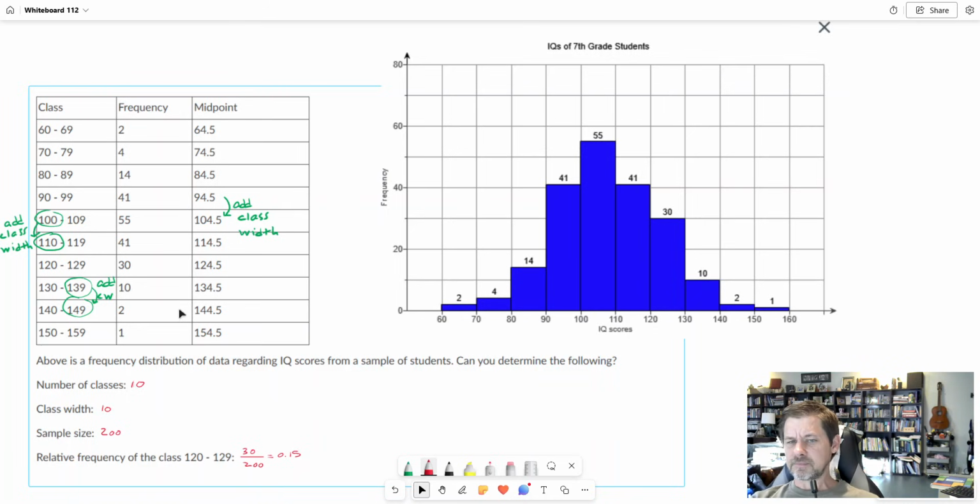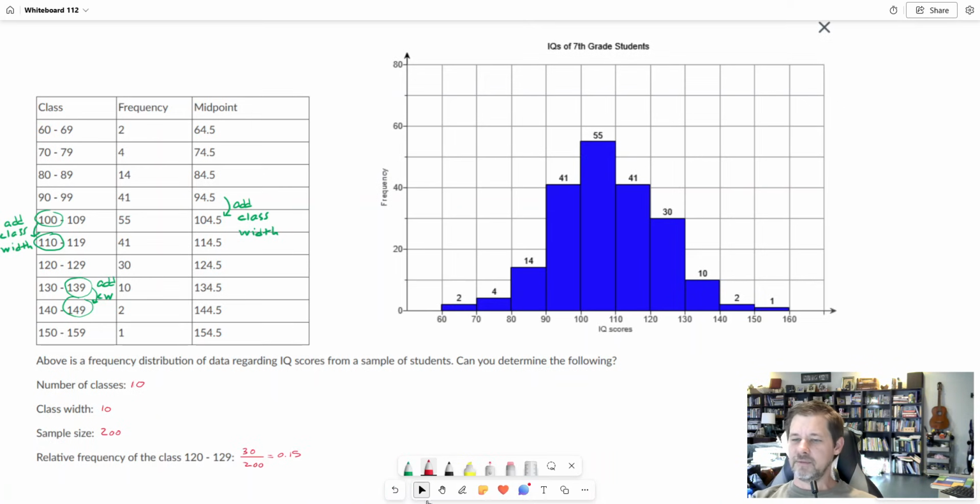What does that mean? So let's look at the class 120 to 129. There were 30 students with an IQ somewhere from 120 to 129. So that's like 30 absolute students of the whole group. But you might think of the relative frequency as a percent from the whole. If I take 30, the number that actually had that class, and divide by the sample size 200, I get the relative frequency. That's 0.15. So 0.15 is the relative frequency, but you might look at that like 15% of the students in the group had an IQ from 120 to 129.